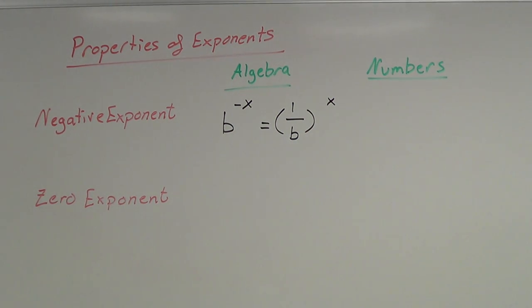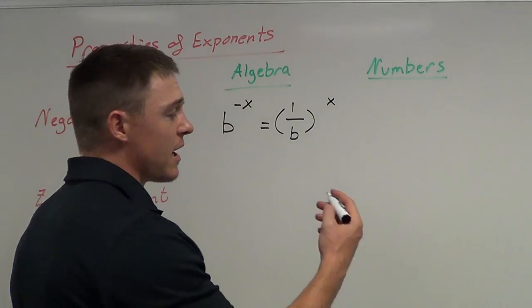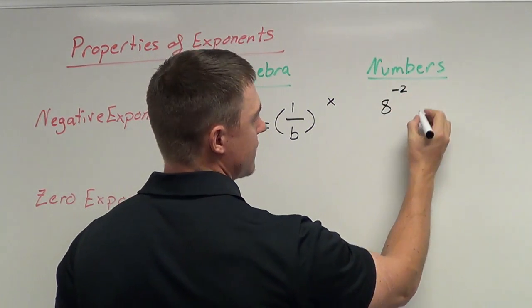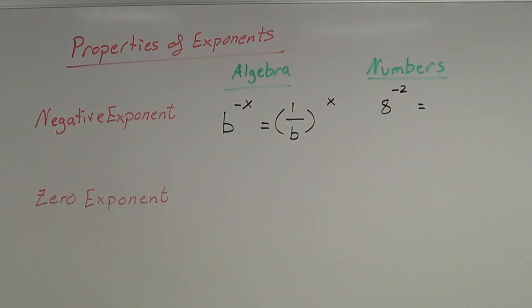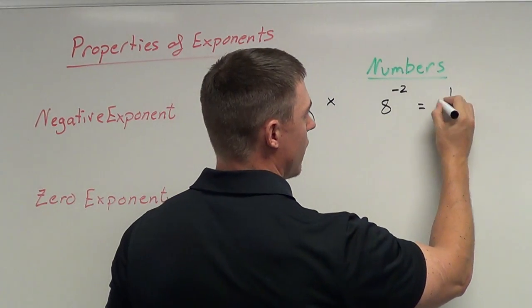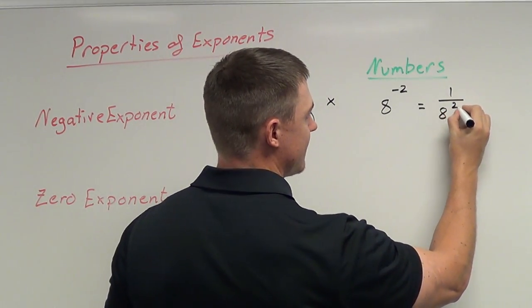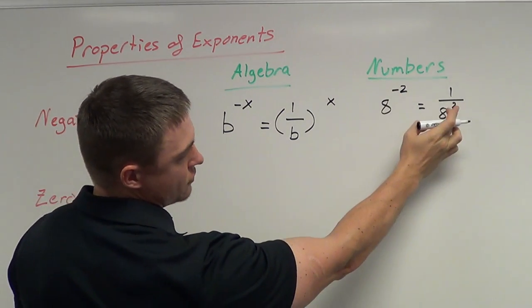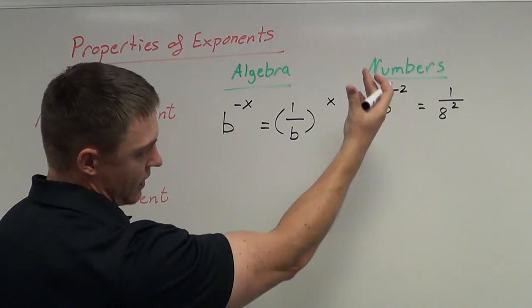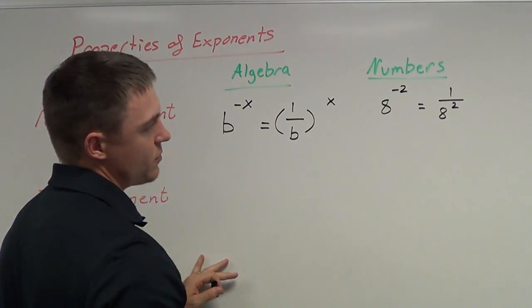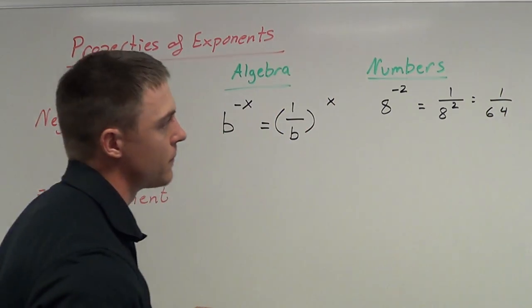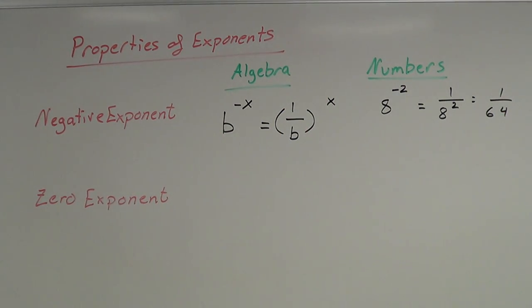So let's actually do this with numbers similar to that last example that I did. Actually, I'm going to do a couple of examples here. So if I have a regular number, maybe 8 to the negative second, all I'm going to do with that is I'm just going to flip it. It's just going to be 1 over 8 to the second. Now notice that the exponent went from negative 2 to positive 2. So when I flip it, when I switch it, it becomes a positive exponent. And if I evaluate that, that's just going to be 1 over 64. Now, I didn't evaluate the last ones, but that one was easy enough to do.